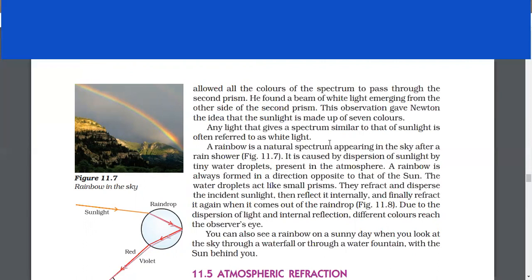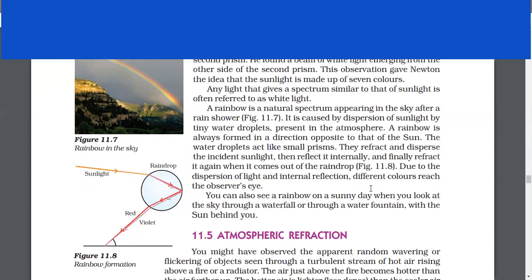A rainbow is a natural spectrum appearing in the sky after a rain shower. It is caused by dispersion of sunlight by tiny water droplets present in the atmosphere. A rainbow is always formed in a direction opposite to that of the sun. The water droplets act like small prisms. They refract and disperse the incident sunlight, then reflect it internally, and finally refract it again when it comes out of the raindrop.